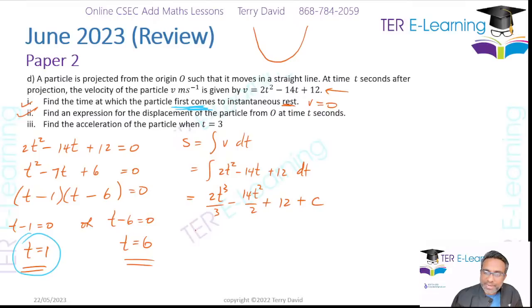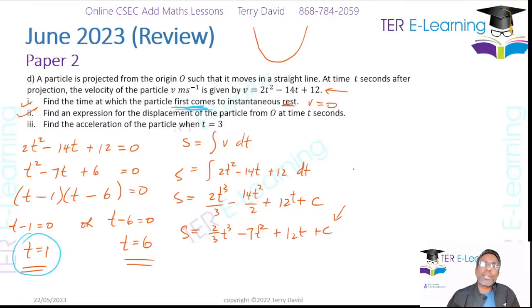But I need to simplify some things here first. So this is 2/3 t cubed minus 7t squared plus, sorry, I missed out a t here. This should have been t here. 12t plus c. So this is my formula for my displacement. Now the problem here is that we need to figure out what c is, but we have a piece of information that we could use for that.